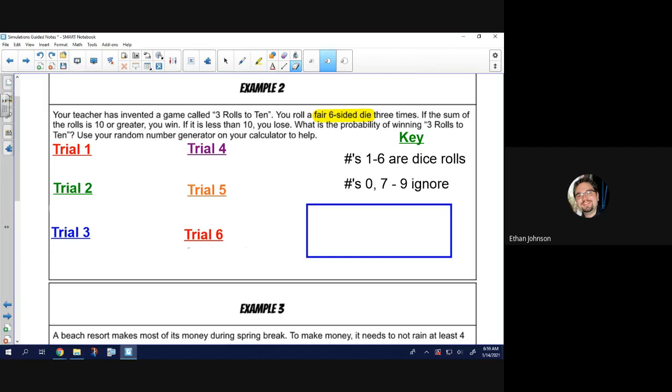Now, for some of these trials, your calculator is going to give a different number than my calculator, which is fine. Your trials, like I said, might have a different outcome. And for this one, let's run 6 trials just to show that the more we do it, the more your outcomes will, once again, get closer to the actual probability.